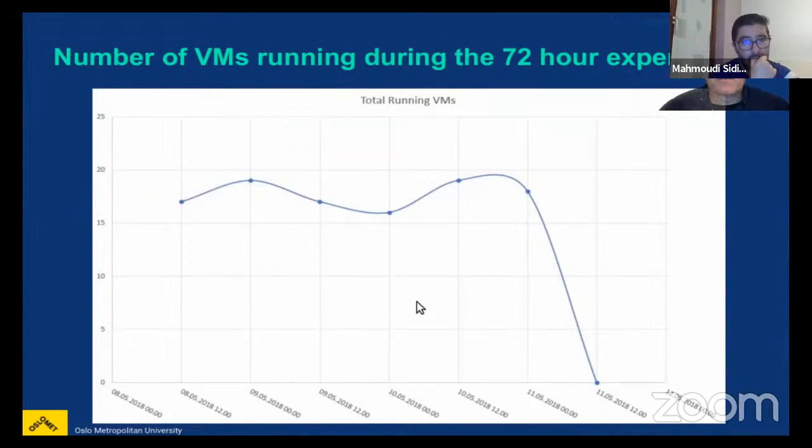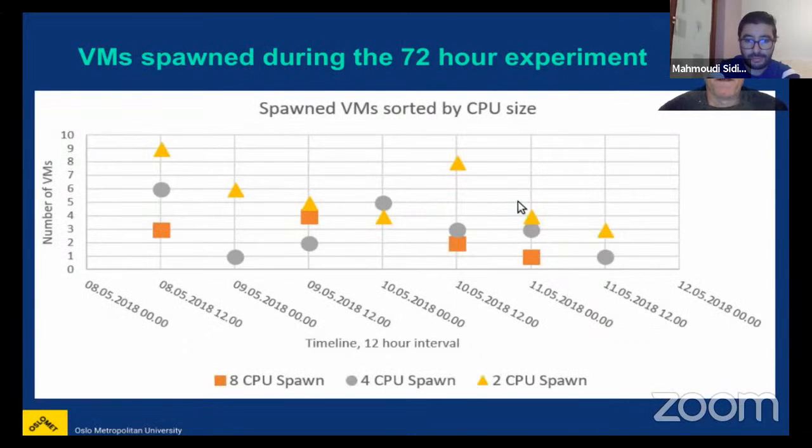We did a 72-hour experiment. This is what it looked like when we were running the experiment. VMs were started and stopped, but roughly there were somewhere between 15 and 20 VMs running at all times. This is the number of VMs spawned or started during the experiments.